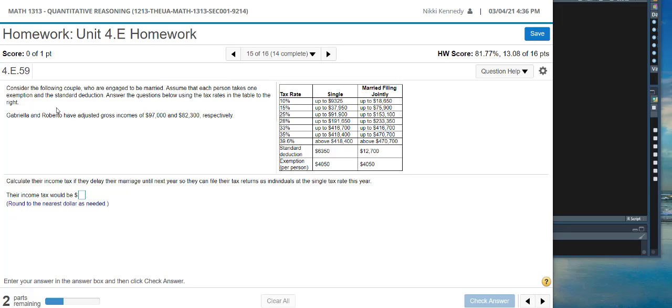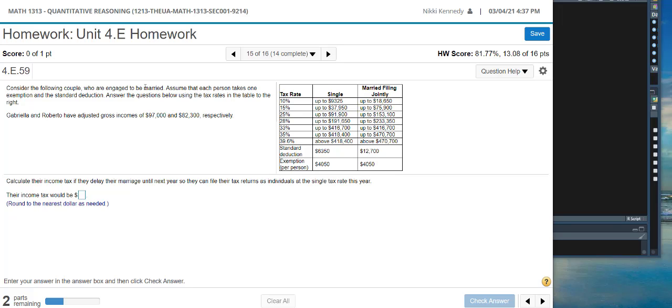It talks about a couple and they were engaged to be married. Perhaps because of other events in 2020, they didn't marry. So we're going to compute their taxes for both statuses, if they had been married compared to if they remain single, and look at the comparison.